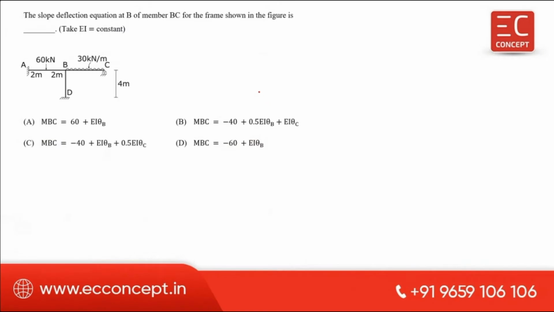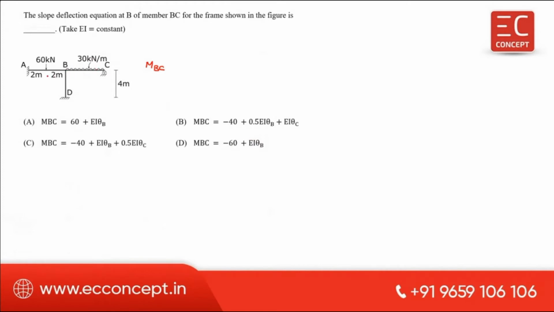Back to easy concept. Now seeing the slope deflection equation at B of member BC. So M_BC, they are asking for the slope deflection equation as shown in the figure. EI is constant. In this question they did not give the length of member BC.